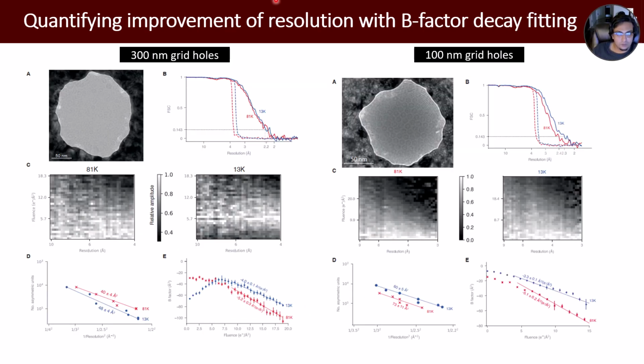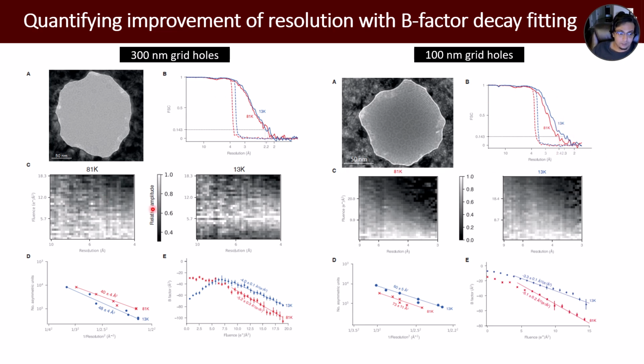So how can we quantify this improvement in the resolution? What they've done here is they've compared 300 nanometer grid holes versus 100 nanometer grid holes, and they've used B factor decay fitting, which is this, and we'll get to that. So the main thing is they've done Fourier shell correlation for both cases, and you can see for 81K and 13K, the resolution doesn't really improve in the normal case. But once you've changed the hole size into a smaller diameter, you can see this improvement happen from the whole range, and you can see the 13K having high resolution from this metric.